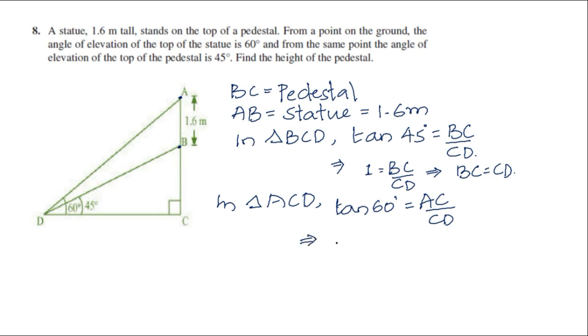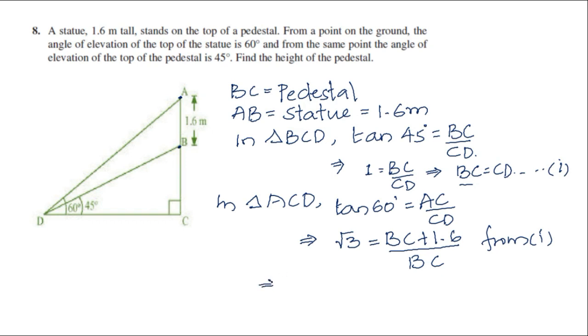Tan 60 degree is nothing but root 3. AC is the sum of BC plus AB. So BC plus AB is 1.6 meter divided by CD. Instead of CD, I'll write BC. The reason is it is from 1 and I'll consider this as 1. Now let's cross multiply. Root 3 times BC minus BC will be equal to 1.6.